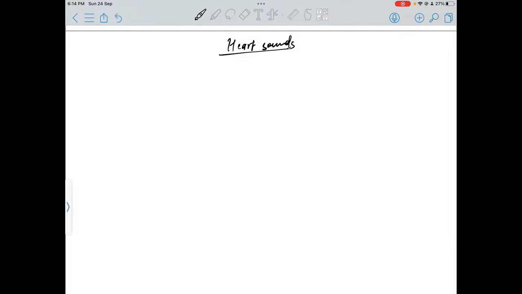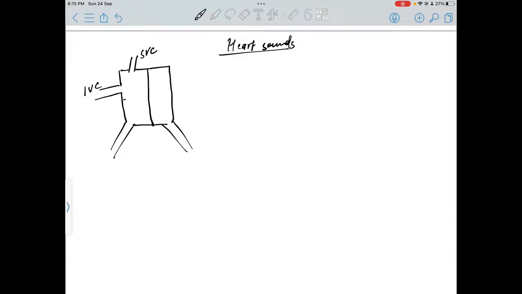So suppose this diagram is our heart. We have the inferior vena cava, we have the superior vena cava, and then we have two atria, one is left and this is right, and ventricles, and this is our aorta, and this is our pulmonary vein.